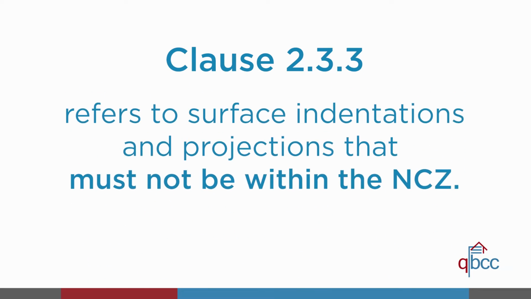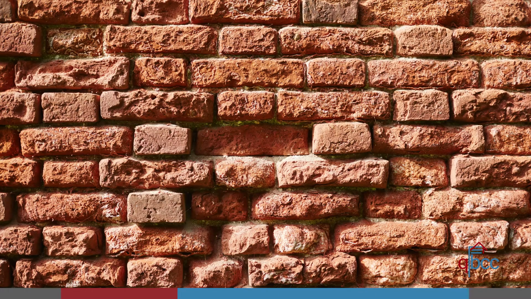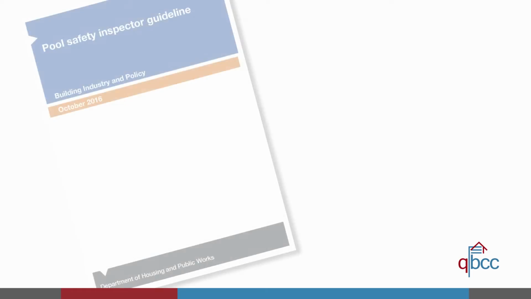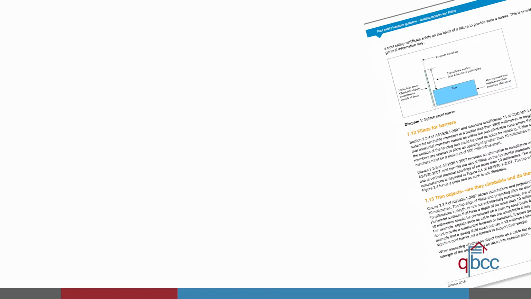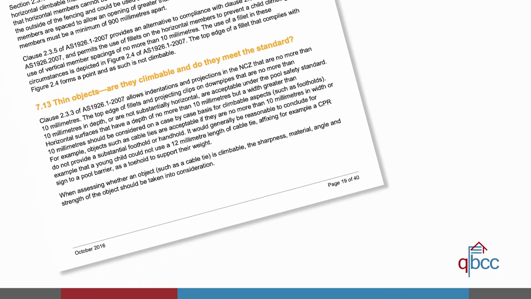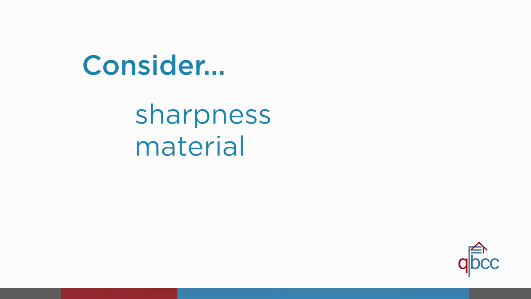Clause 2.3.3 refers to surface indentations and projections of more than 10mm that must not be within the non-climbable zone. But thinner objects can be climbable. The Pool Safety Inspector Guideline describes how to assess thin objects. You should consider the sharpness, material, angle, and strength of the object.